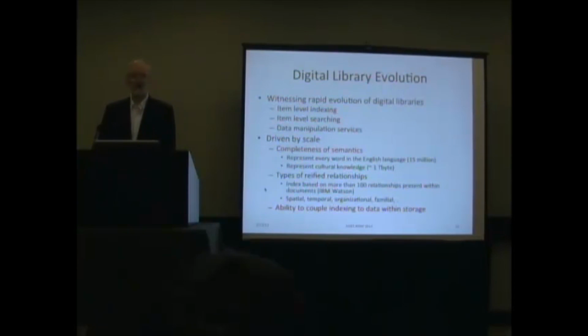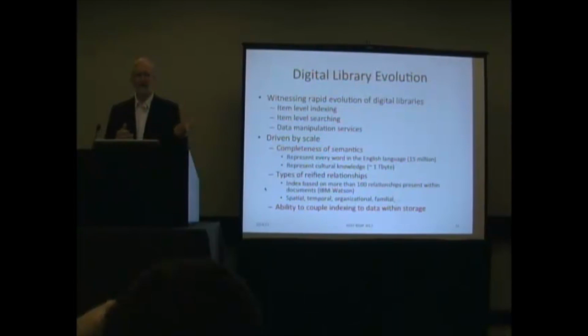The cultural knowledge that we deal with in humanities is less than a terabyte, more like 100 gigabytes. So when I did the Watson demonstration, they had a relatively small database which they had to index with more than 100 different types of relationships. So they had spatial and temporal and organizational and familial relationships they applied on the data, and then they could take a natural language query and find an answer in a relatively small database. So a terabyte of data is no longer large.